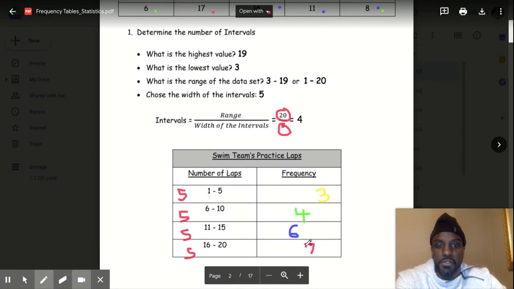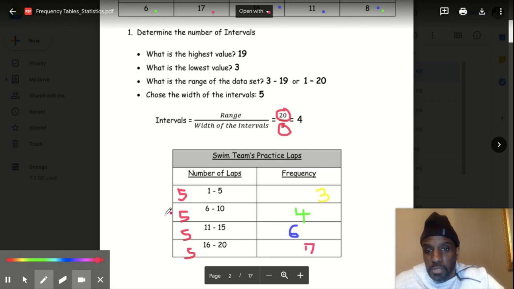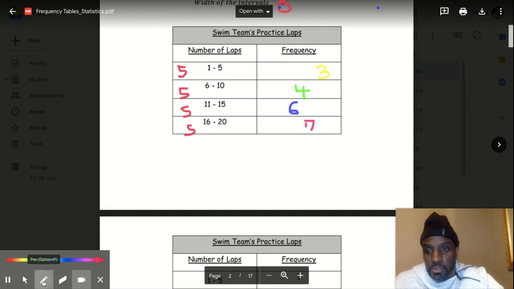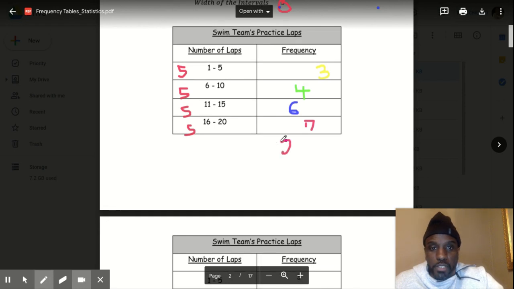So remember, we're at a total of 20 people, correct? So we should have a total of 20 here. 6 plus 7 is 13. 3 plus 4 is 7. 13 plus 7 is 20. So this works out. We counted 20 people, and we have 20 people. So here we go. Bam, 20 people.